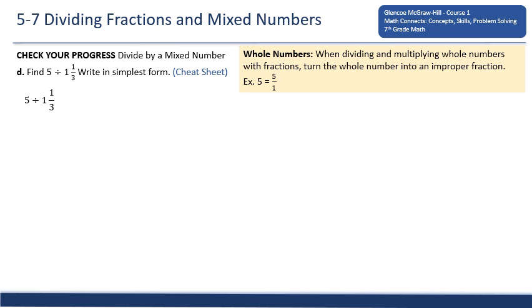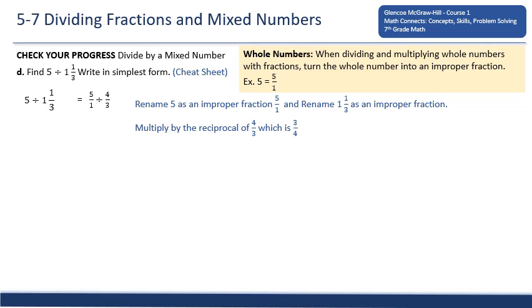When dividing and multiplying whole numbers with fractions, turn the whole number into an improper fraction. So for example, 5 equals 5/1. So we have two things we have to do now. The first thing, we create the improper fraction with 5, make that 5/1. And then we have to convert 1 1/3 into an improper fraction. So 1 times 3 is 3, plus 1 is 4, so we get 4 in the numerator.